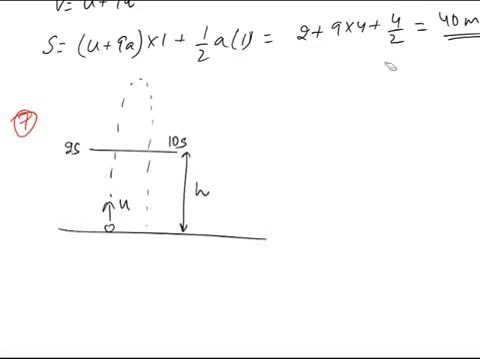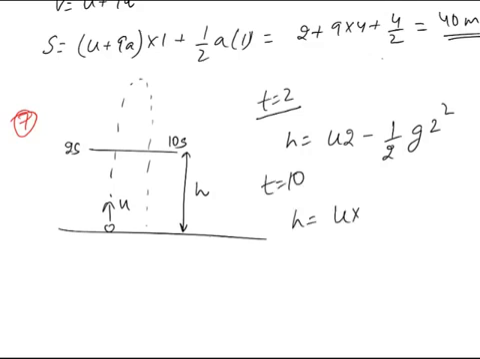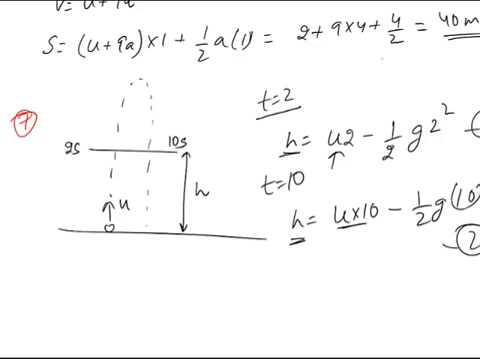So h can be written in two ways. First, at t equals 2, h can be written as u into t, which is 2, minus half into g t squared, which is 2 squared. And from t equals 10, it can be written as h equals u into 10, minus half into g into 10 squared. So we have two equations and two variables, h and u. And we need to find h, so let's eliminate u. For that, here is 10u, here is 2u, you have to multiply equation 1 by 5 and subtract equation number 2.